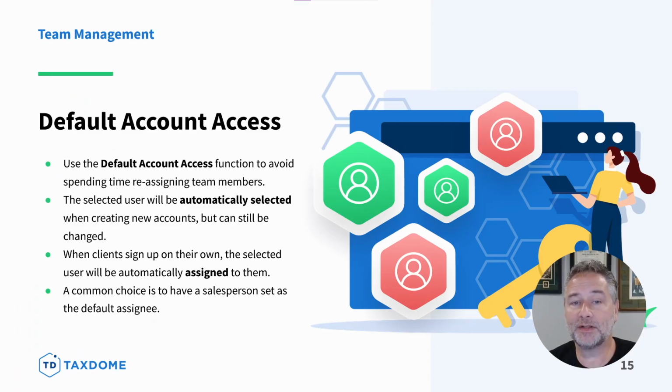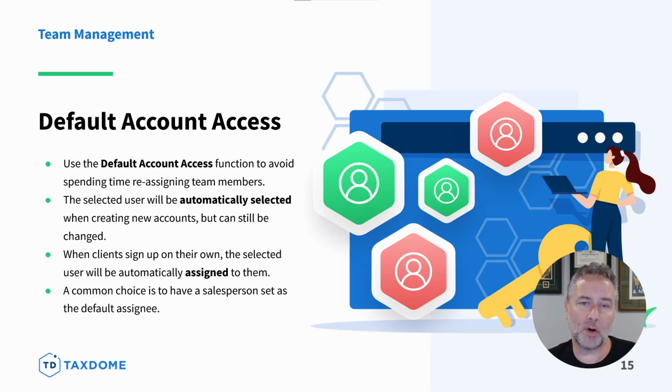As for how you'll use this default account access function, it's once again up to you, but here's an example. Maybe you could have your salesperson set as the default assignee, and that way, whenever someone new signs up for your portal, they'll know and they'll immediately be able to get in touch with them to hopefully make you some more money.